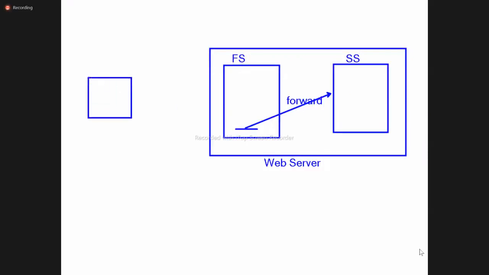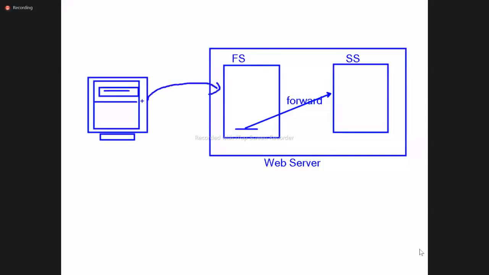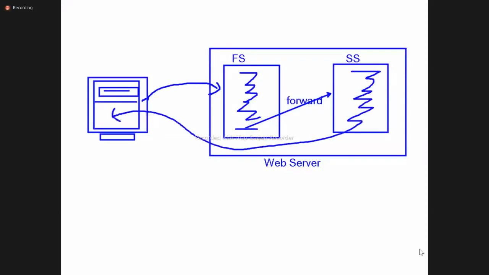Now, you are sending a request from the client system, from the browser, to the first servlet. The first servlet code is executed. Request and response are forwarded to the second servlet. The second servlet is executed, and the response comes to the client system. Like this, you studied. But here, to which servlet you want to forward the request and response, you are writing here only.